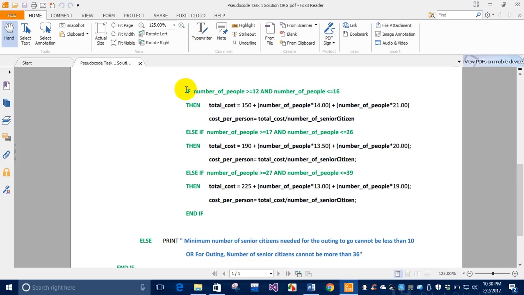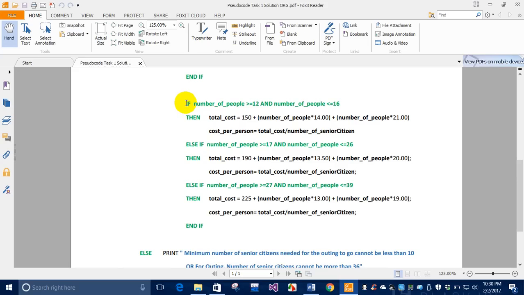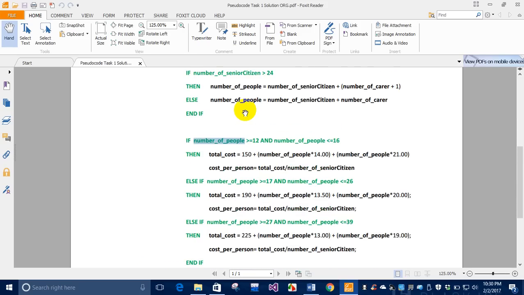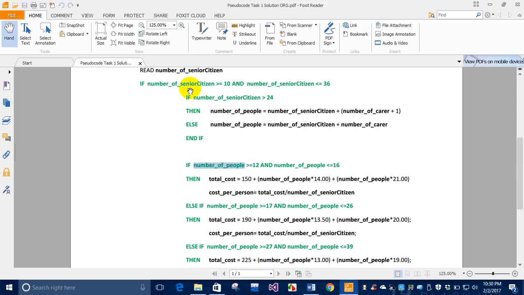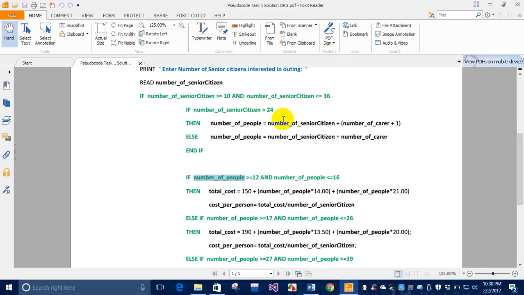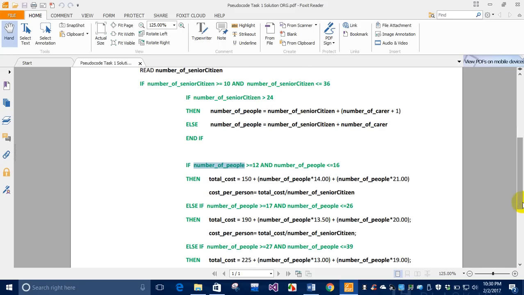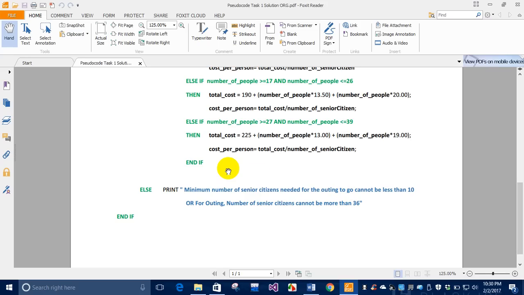Only one statement will be selected, and that is totally based on the number of people. I am putting all the conditions on this variable, the number of people, that I have obtained by the combination of the number of senior citizens plus carers.